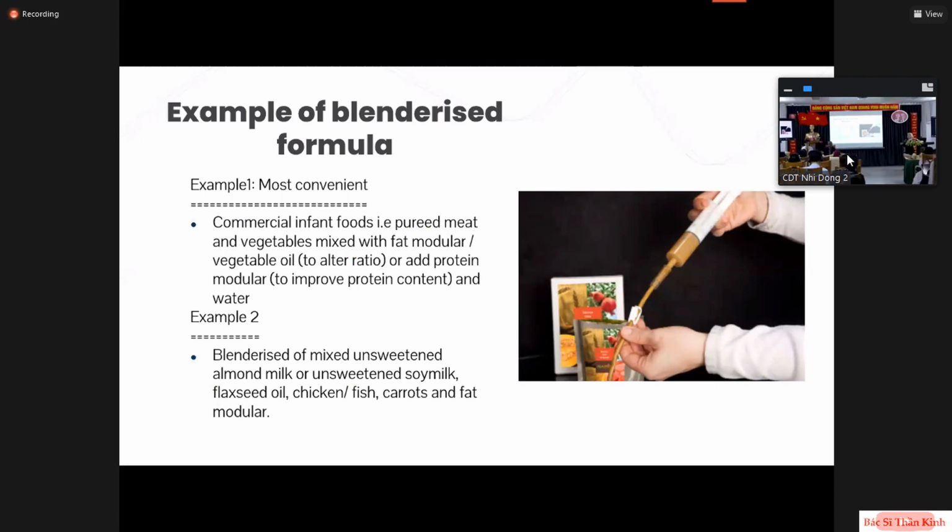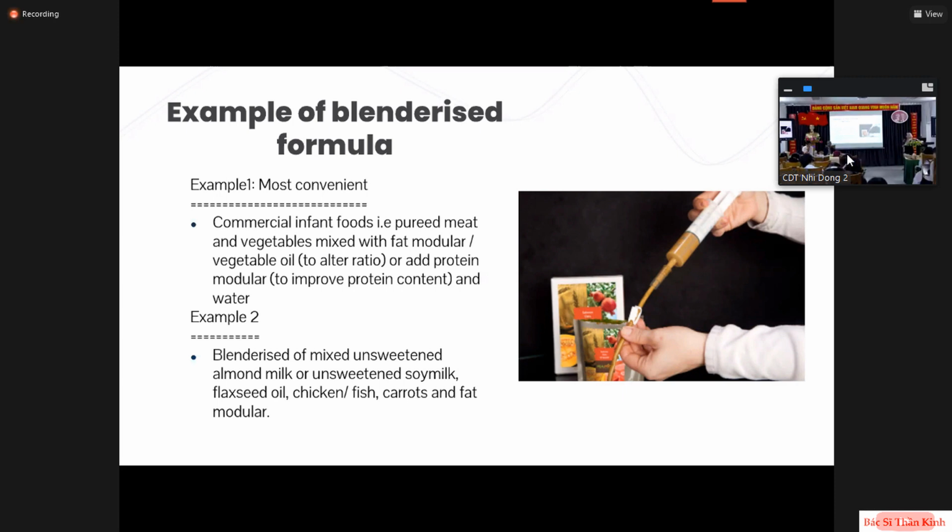Okay, so this is the example of blenderized formula. The most convenient one, you use the commercial infant formula, the one in puree form. Okay, you take the puree form and you mix with fat modular or vegetable oil to alter the ratio, and add protein modular to improve protein content, and water. That's all. That's it. Very, very convenient.